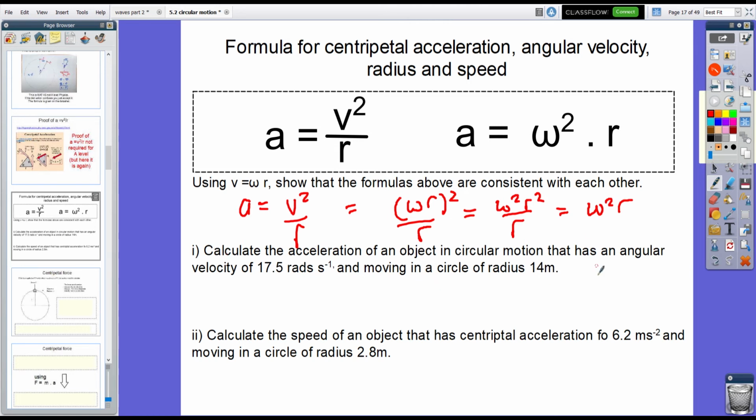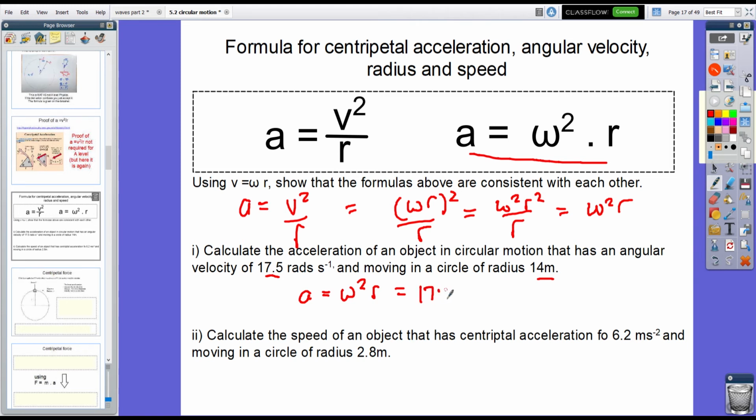Let's go through these two calculations. If you want to, pause the video or just work through them with me. Calculate the acceleration of an object in circular motion that has an angular velocity, that's omega, of 17.5 radians per second, and it's moving in a radius of 40 meters. So what we're given is omega and r. So in effect, it's probably easier to use this formula here. Calculate the acceleration. a equals omega squared r.